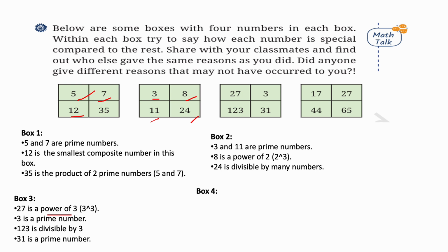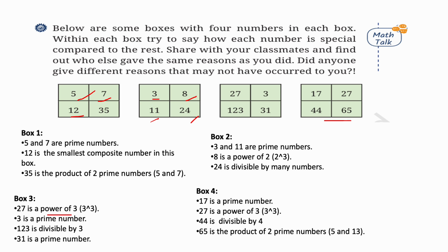Then see box number 4. Here the numbers are 17, 27, 44 and 65. 17 is a prime number. 27 is a power of 3, that is 3 cube, 3 into 3 into 3. Then 44 is divisible by 4. 65 is a product of two prime numbers, 5 and 13.